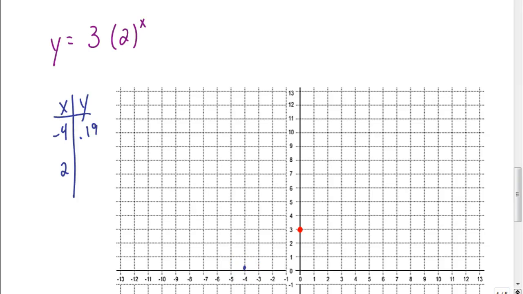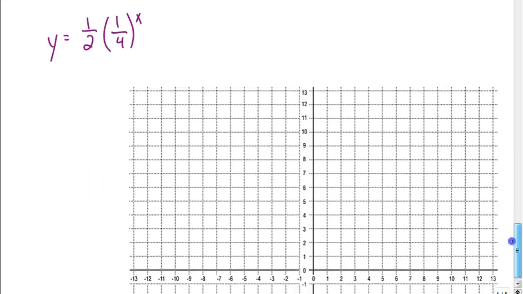And then when I put 2 in there for x, we could do that without your calculator because 3 times 2 squared: square the 2 first, 2 squared is 4, times 3 gives you 12. So where x is 2, y is going to be 12, which is way up here. So the graph for this one is going to look something like this. So that would be your graph for this one, which represents exponential growth.